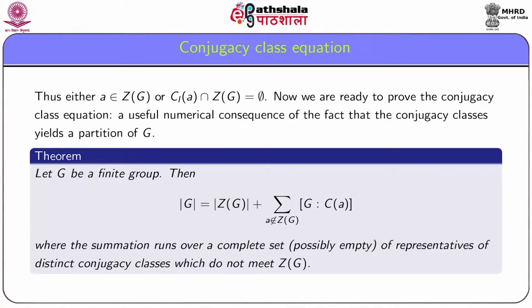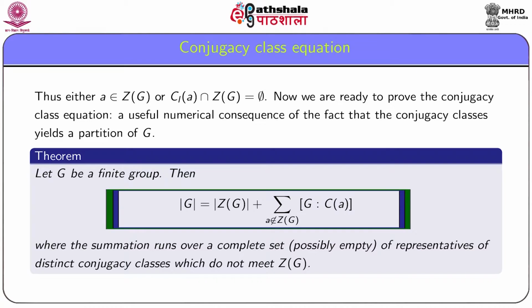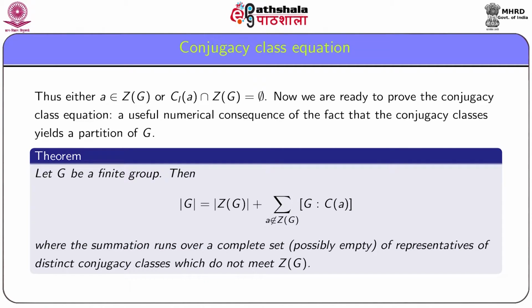Using these four equivalent conditions, we have the following important relation. First, note that from the four equivalent conditions, it follows that either a is in Z(G) or CL(A) intersection Z(G) is empty. Now, we prove that if G is a finite group, then the order of G is equal to the order of Z(G) plus the sum of the indices of C(A) in G, where the sum runs over a complete set of distinct representatives of conjugacy classes which do not meet Z(G).